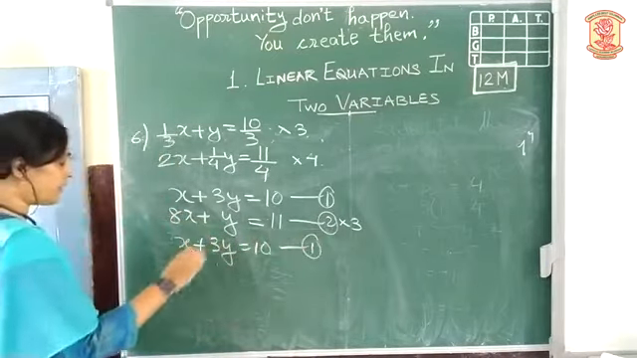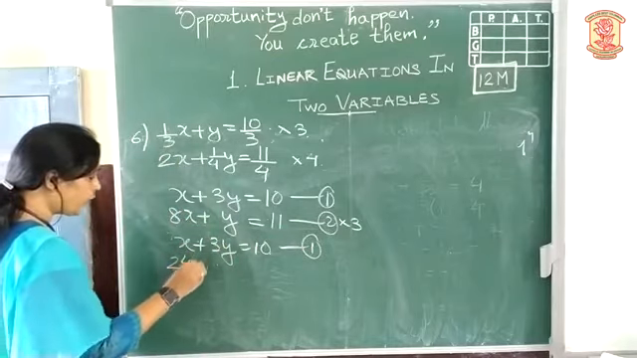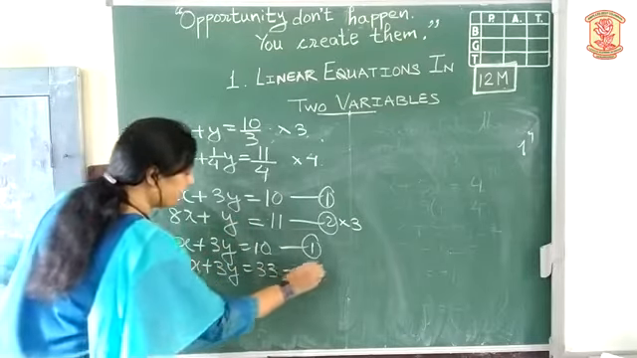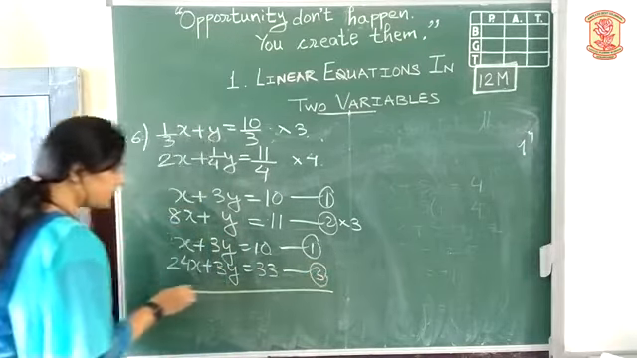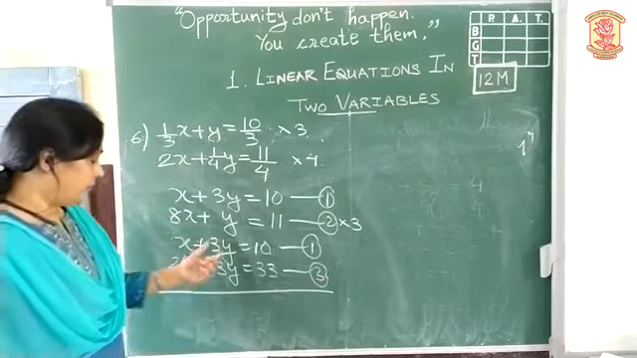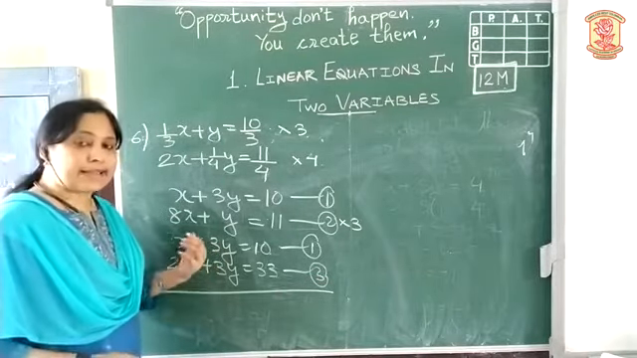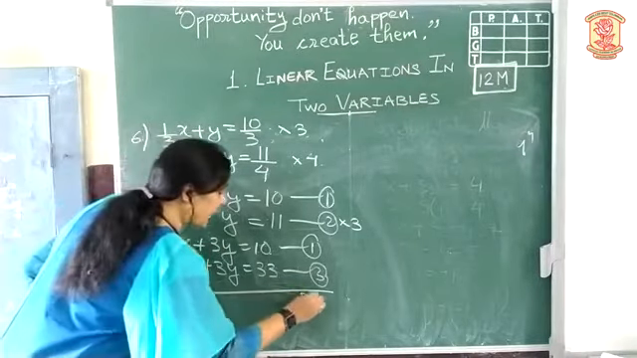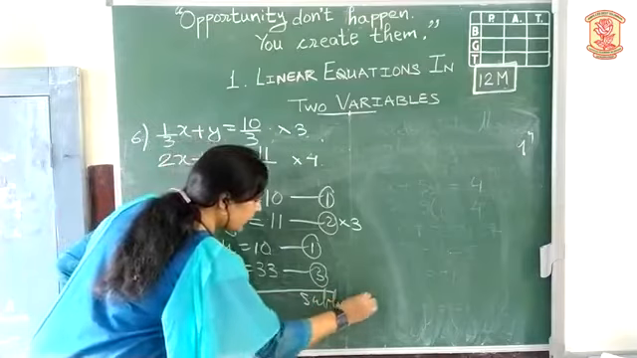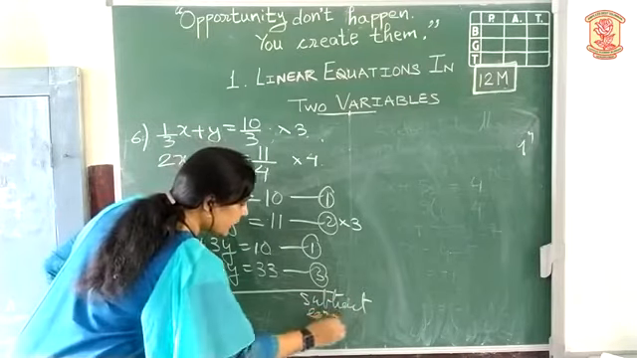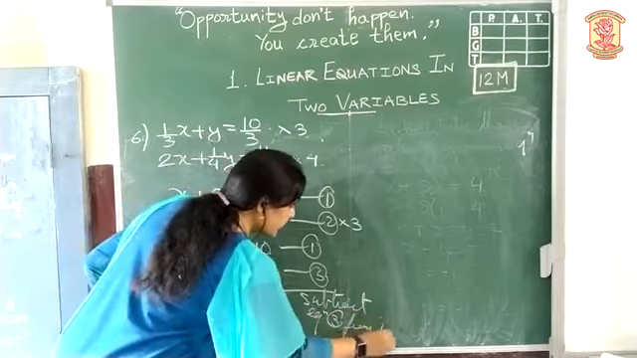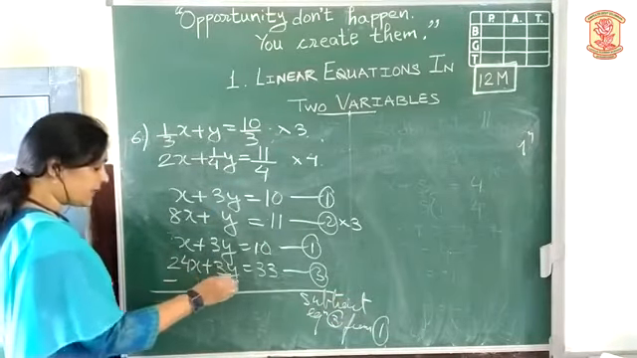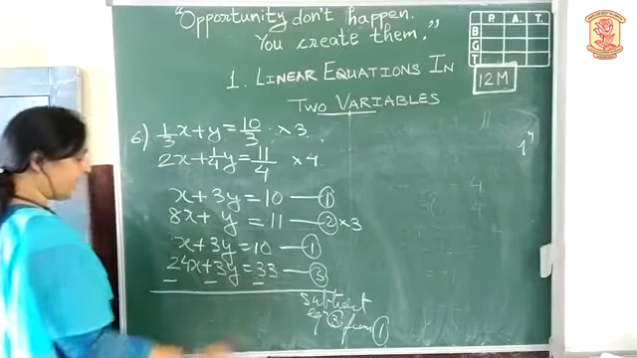And the second one, 8 3s are 24x, 3 1s are 3y, 11 3s are 33. So this is the third. Now again, the coefficients are the same, so also the signs are the same. We require opposite signs, so again carry out subtraction, that is subtract equation 3 from the first. So plus 24 becomes minus, plus 3 becomes minus, plus 33 becomes minus 33.